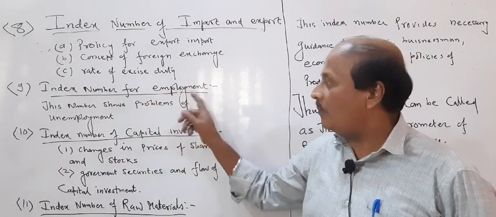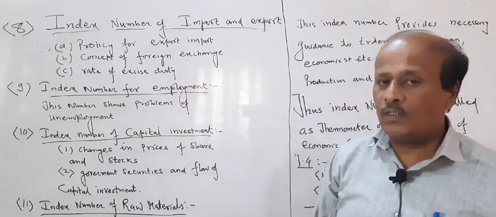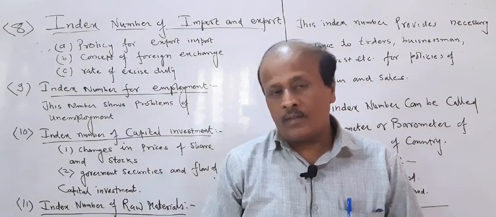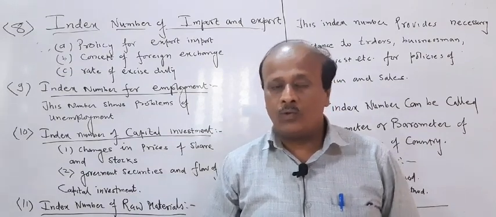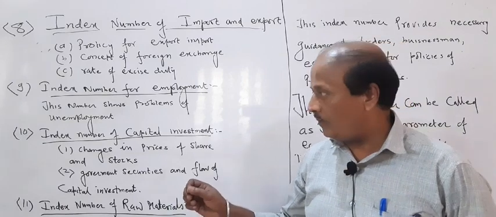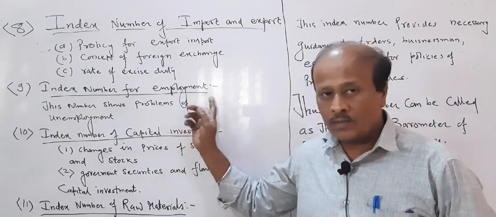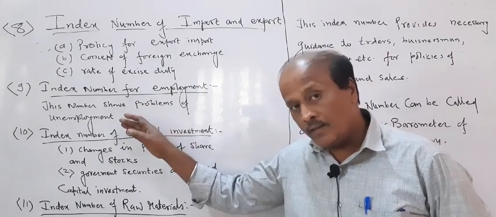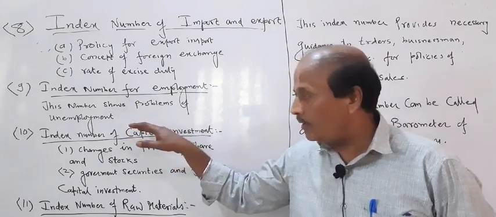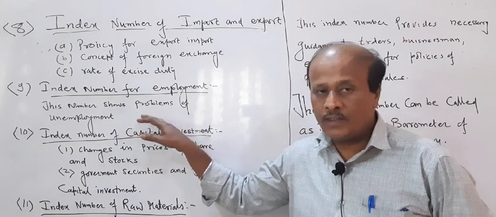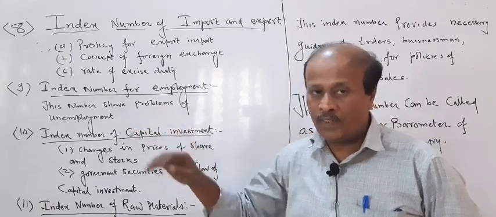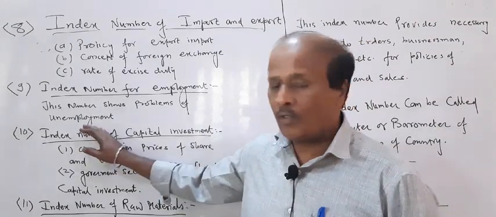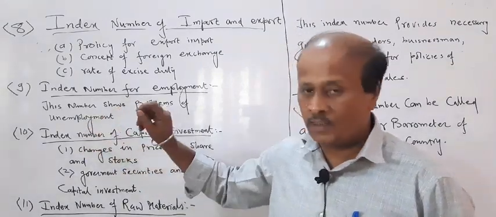Now the index number for employment. You know the condition not only of our country but of the whole world. The employment problem is too much even in our country. So this index number shows the condition of unemployment in any country. By that, the government can decide the policy for employment. So this is our ninth point.